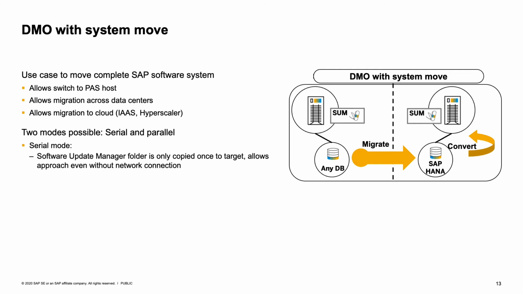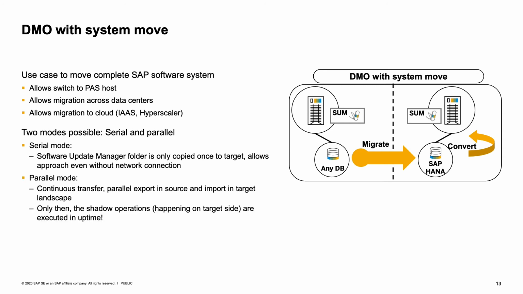You've seen the illustration. There is a serial mode. We start the procedure at the source landscape and continue the procedure at the target. And we have a one-time transfer of the SUM directory. That even allows to use this approach if there is no network connectivity. But we strongly recommend you to use the parallel mode.